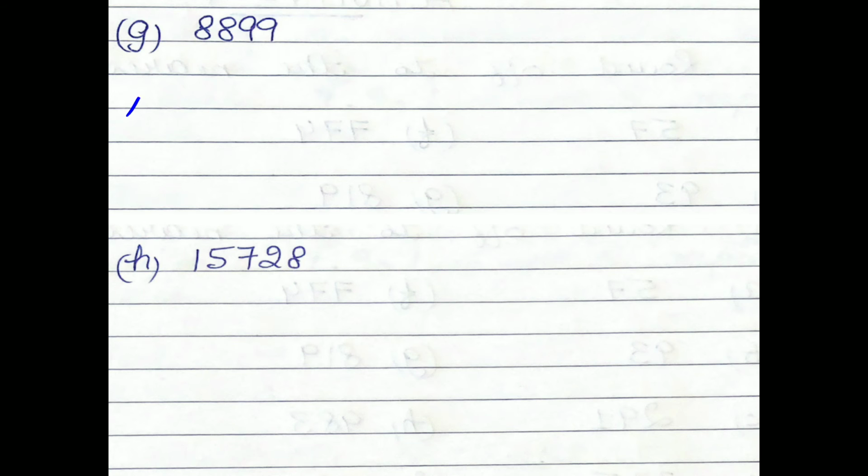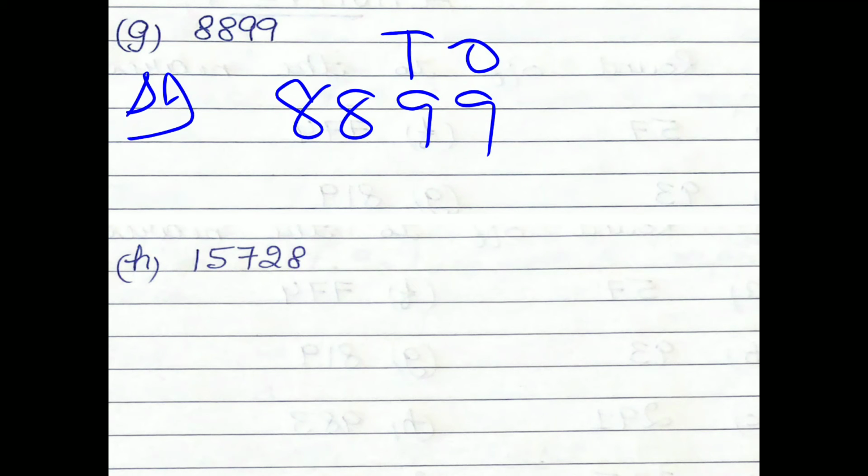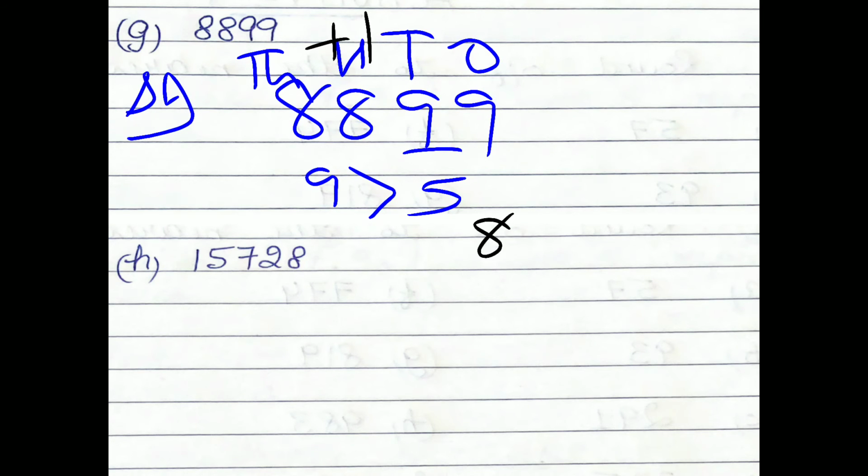Now we do G part. 8, 8, 9, 9. Write down ones, tens, hundreds, thousands. Compare the tens place with 5. Is your number greater? Yes. So what do you do? You will add 1 on the hundreds place. So 8 will come as it is. 8 plus 1 is 9, and the underlined digit becomes 0, and the ones place also becomes 0. So this is the answer.